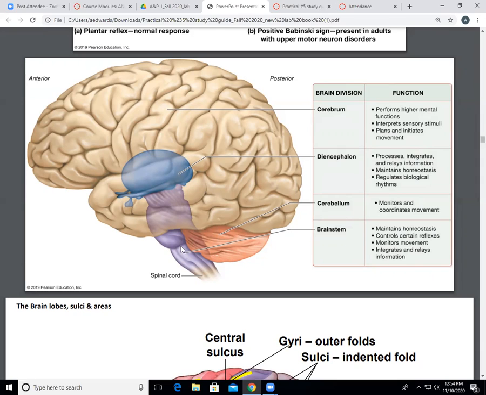Okay, but those are the four main parts: cerebrum, cerebellum, diencephalon, brainstem. All right, everybody say it with me. Cerebrum, cerebellum, diencephalon, brainstem.